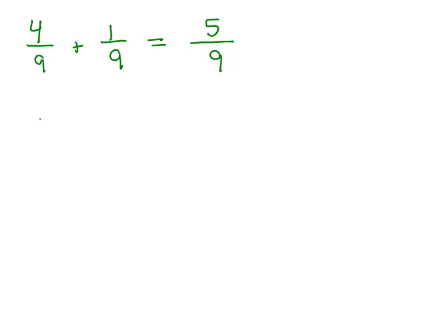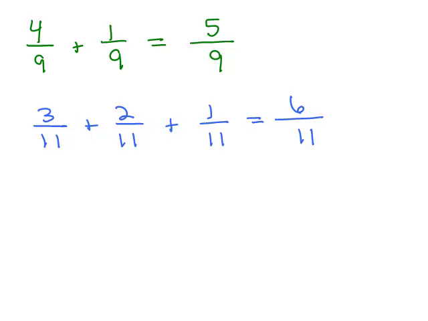Now, the same thing is true if you've got 3 fractions, 4 fractions added together. They all have to have the same common denominator. The denominator has to be the same. So let's say I was adding 3 elevenths plus 2 elevenths plus 1 eleventh. Okay, they're all elevenths, so you write the denominator down, and then you add the numerators. So 3 plus 2 plus 1 is 6. I've got 6 elevenths.